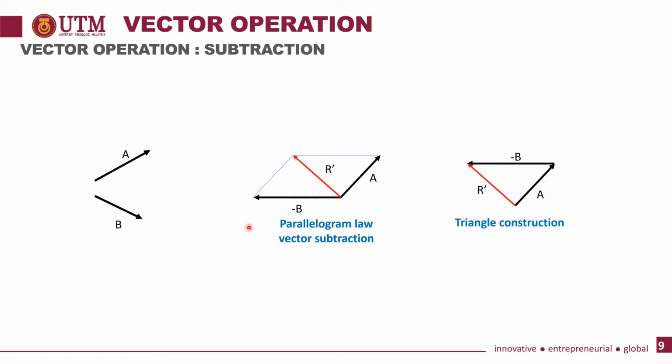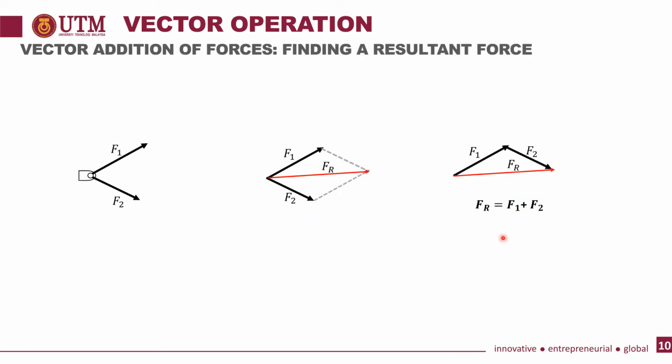You can see here, for the parallelogram law, if the tail of the first force, which is force A, touches the tail of the second force, which is force B, the resultant force will be produced by using the parallelogram law. But if the head of the first force vector touches the tail of the second force vector, it means that you can use the triangle law. So this is what you learned last week.